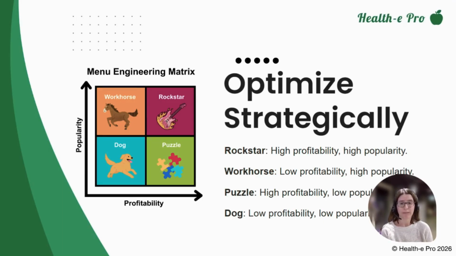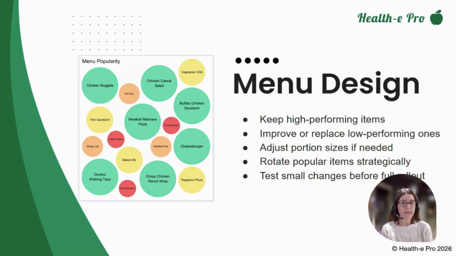So once you've looked at your data, you'll start to understand what the next steps are for updating your menus. You'll want to keep items that are performing well, and also look to possibly improve low performing items or maybe replace them. Looking at adjusting portion sizes if needed, rotating popular items so that they stay appealing for your students. You don't want them to get tired of them.